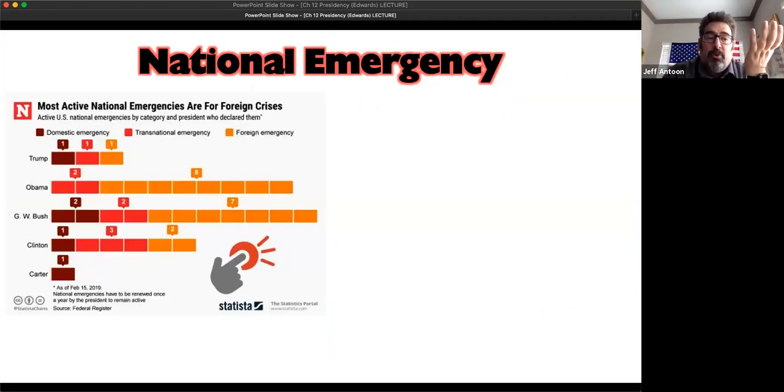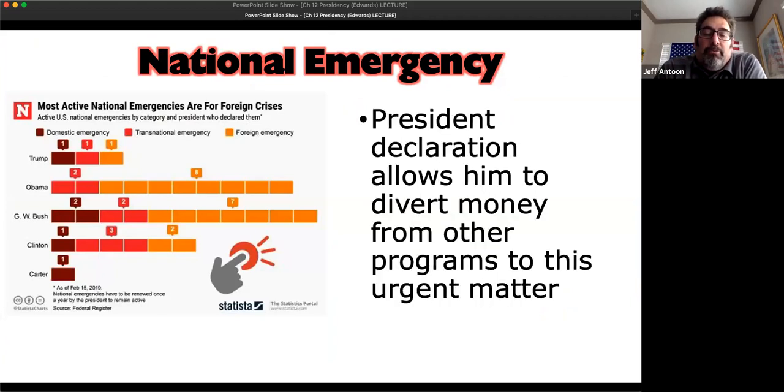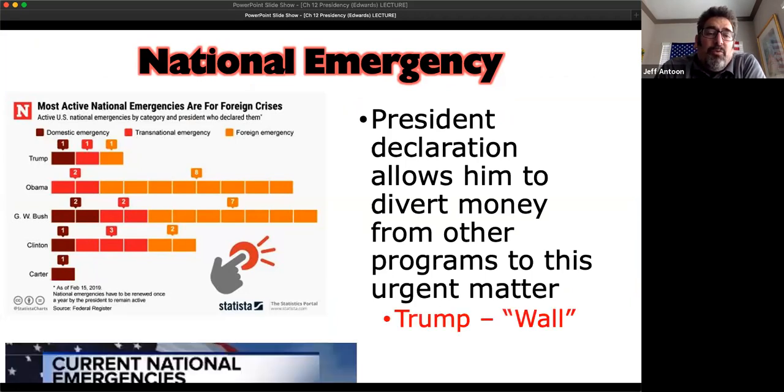Presidents can claim national emergencies. You can see right now, Trump's had three national emergencies as of February of 2019. Obama, you can see he had 10, and so on. I'm not going to go through each one of them. But the president can declare this, that allows them to divert money from other programs to this urgent matter. And for Trump, he did this for the wall.